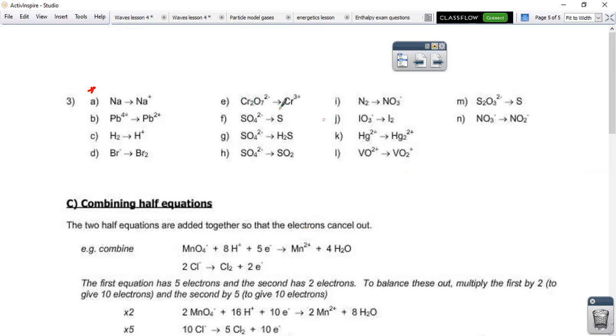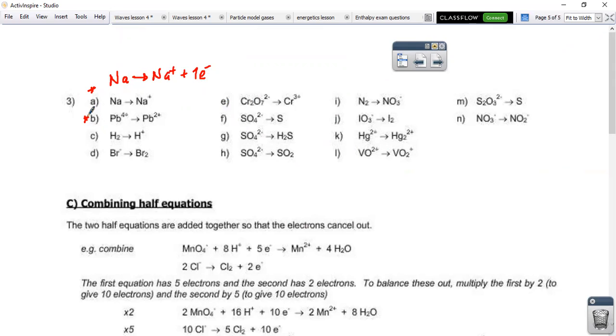In the AQA style, would you do Na first, then Na plus, then e minus? Correct, we need that minus. Can you see the total charges? This side is 0, and the total charge on this side is 0 as well. Okay.